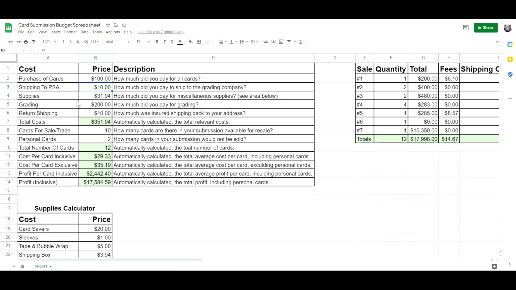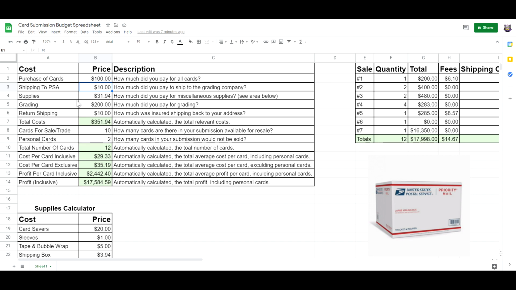Next up is going to be shipping to PSA. Now, I say PSA, but obviously this applies to any and all of the different grading services. So it could be CGC, BGS, PSA. I just put PSA there because obviously I use PSA. For this, it's going to be really simple. This behaves pretty much like a fixed fee, just depending on how you choose to ship the package.